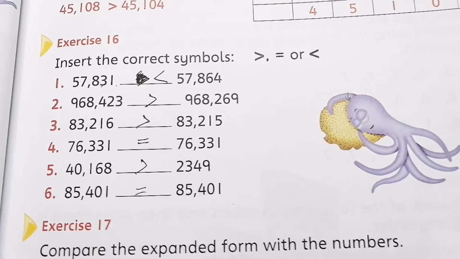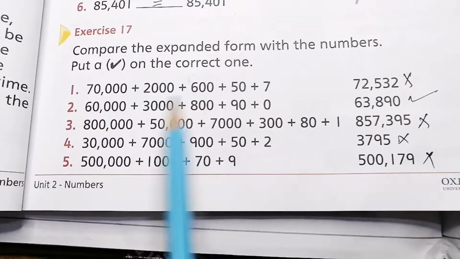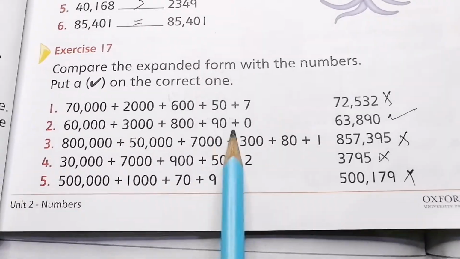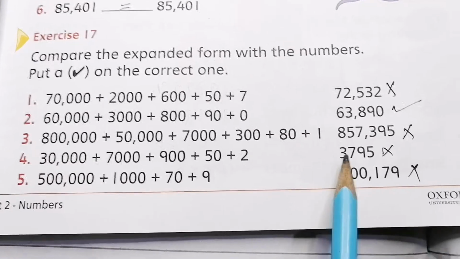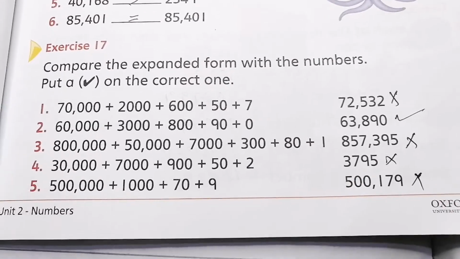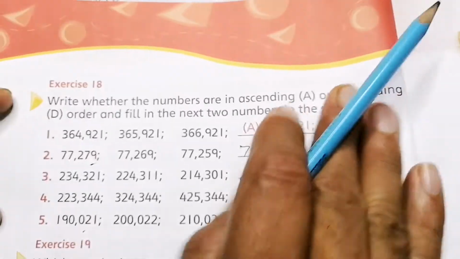So exercise 17. Here we have to put a tick on the correct expanded form. First one is wrong, second one is correct, third one is also wrong, fourth one and fifth one are also wrong. Only the second one is correct, right? Then exercise 18.